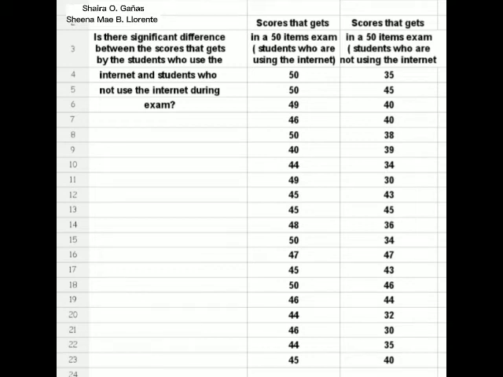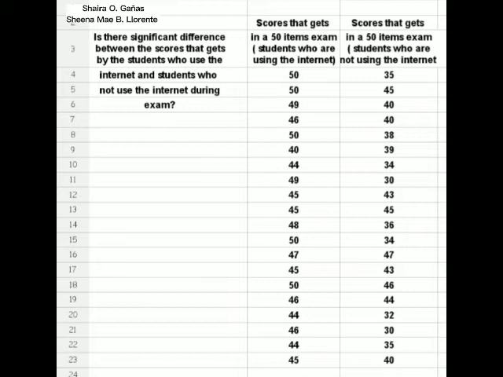From topic 5, this is the data samples that we create, where the objective is: is there a significant difference between the scores that get by the students who use internet and students who are not using the internet during exam? So from these data sets, we use the Kolmogorov-Smirnov test for normality and the t-test for independent samples, or t-test for two independent means calculator, as the statistical tools in our datasets.